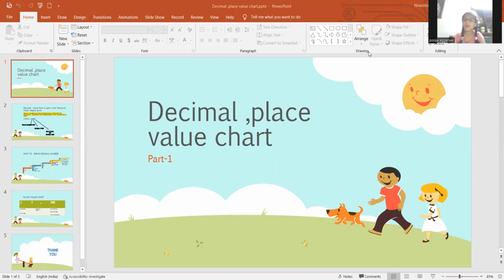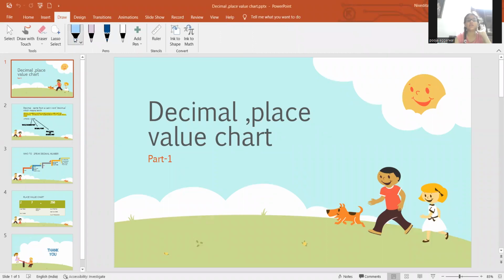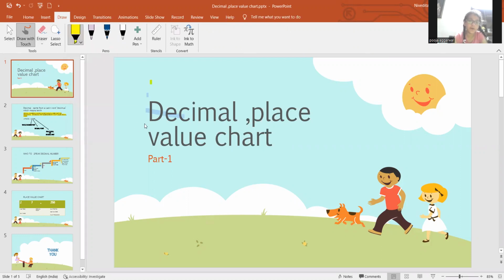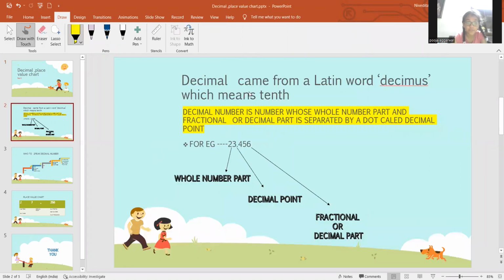So today, my topic is decimal and place value chart of decimal. Today we are going to discuss all about what decimals are, and we will talk about the place value chart of decimal. So let's start now.